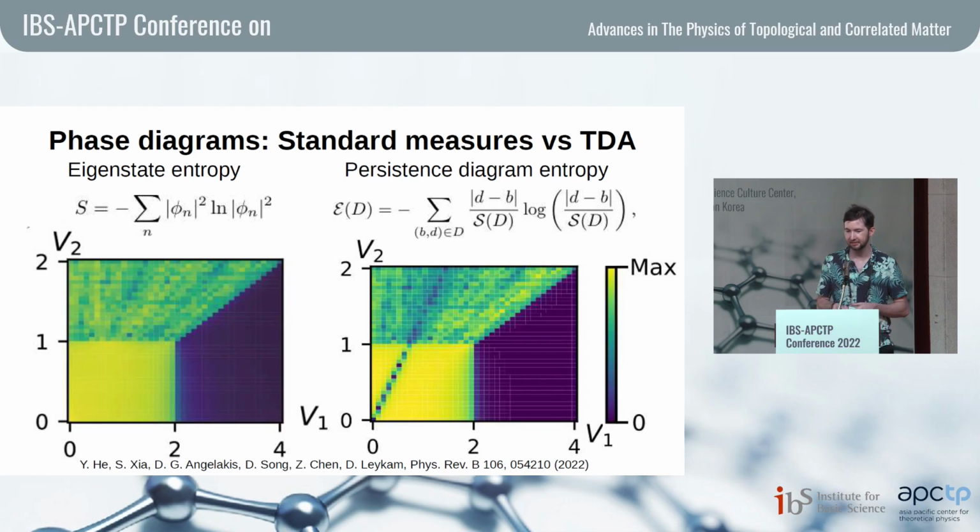So I come back to this phase diagram based on the entropy of the eigenfunctions, or the entropy of the persistence diagrams. You see that the persistence diagram entropy has this dip along this line in the parameter space. When we saw this dip, we were quite surprised as to what was causing it. As a first step, we thought, okay, let's look at what the eigenfunctions look like along this line.